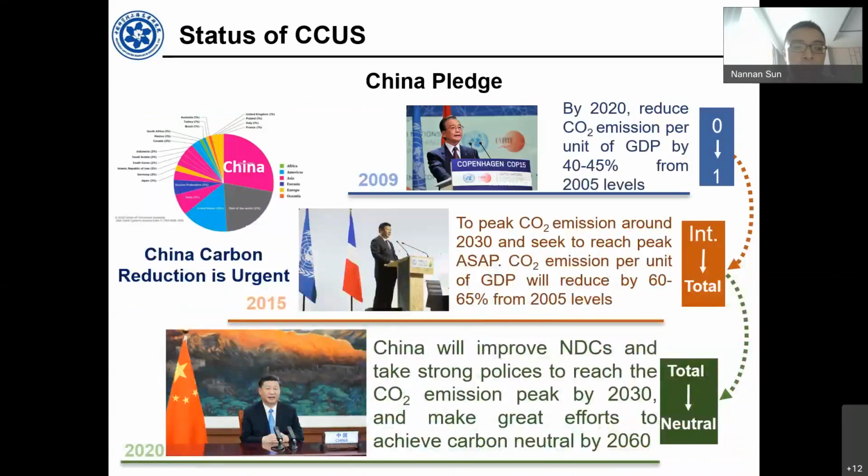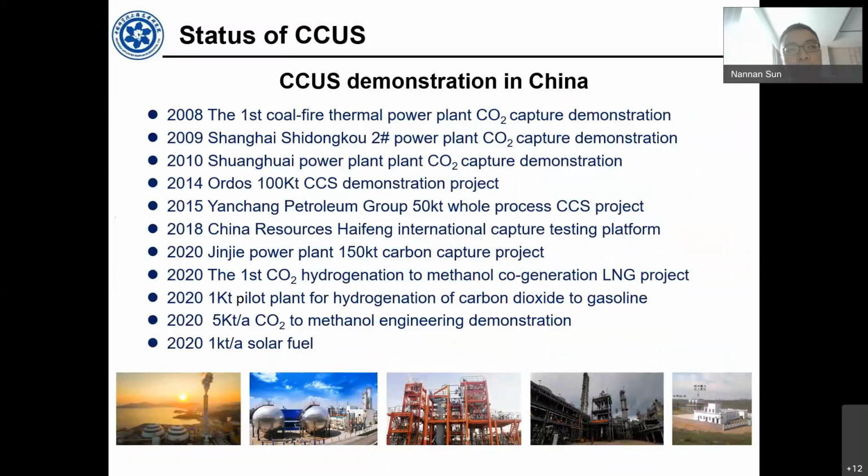For China, CO2 reduction is a very important issue because we are the largest emitter in the world. So we have made our pledge to carbon neutrality. And in the past decades, we also did some work in the CCUS area. These are some demonstrations in China, but as you can see, the scale of our demonstrations is clearly smaller than the most advanced facilities.